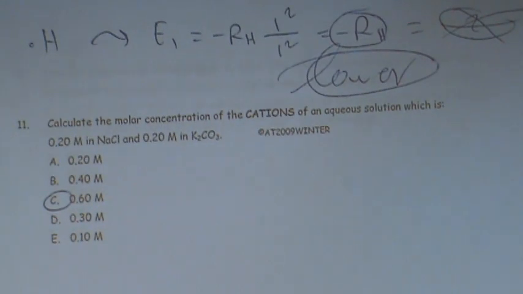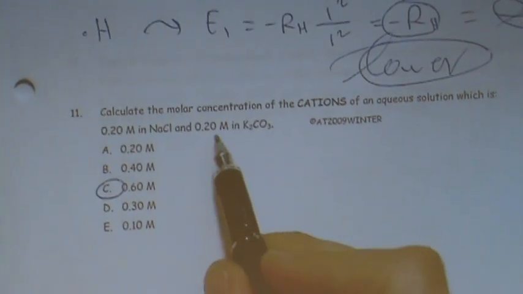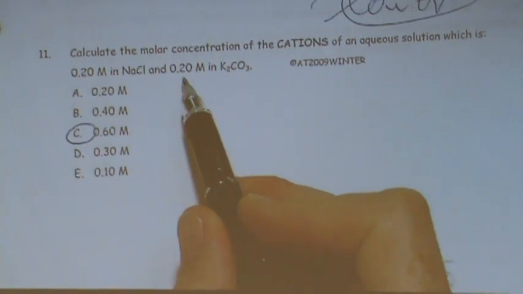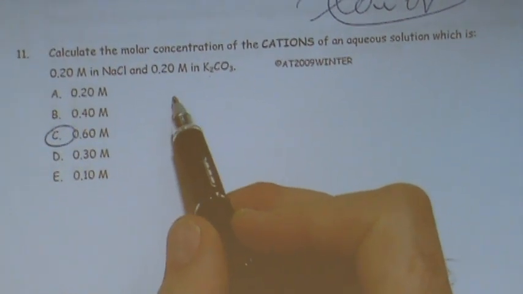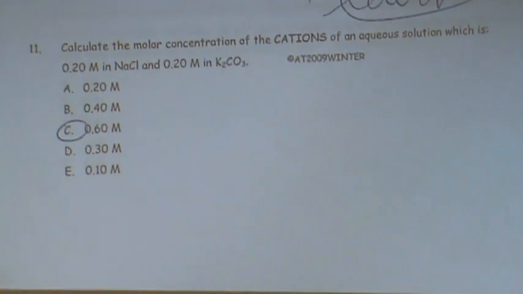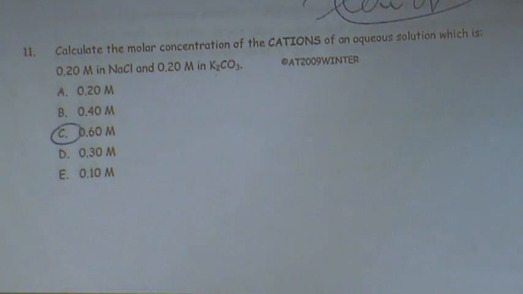What do we have? We have two solutions, right? Actually, we don't have two solutions. But let's say we have one solution, and in that solution we have 0.20 molarity potassium carbonate. That means 0.2 moles per liter. And also it's 0.2 moles per liter of sodium chloride. So this is the concentration of each salt. So many moles per liter.